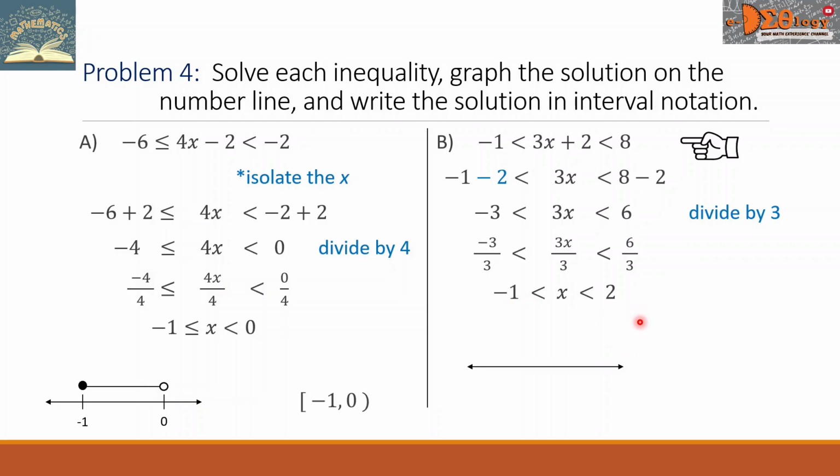For the number line, we put this negative 1 and positive 2. Then we show like this. Because of this less than, we put a hole, also a hole in here. Then we connect by a line segment. For the interval notation, we write the two numbers starting with negative 1, 2. Since both are having holes on this, we put parentheses.